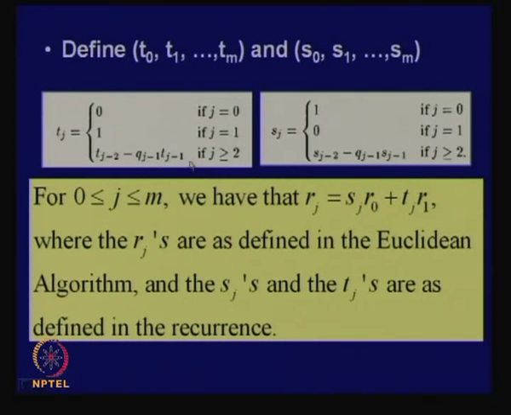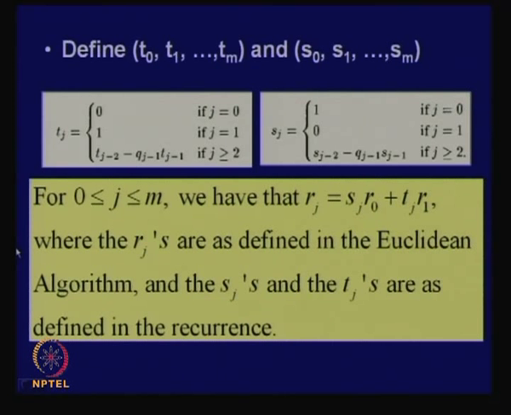But for the rest of the j values, that is when j is greater than or equal to 2, Tj is defined like this and Sj is also defined like this. Tj is Tj minus 2 minus Qj minus 1 into Tj minus 1, where Qj minus 1 is the same as that we got in the Euclidean algorithm, and Sj is Sj minus 2 minus Qj minus 1 into Sj minus 1. What we can actually prove is that Rj, the remainder at the jth stage, can be expressed as a linear combination of R0 and R1 with coefficients Sj and Tj. The Rj's are as defined in the Euclidean algorithm and the Sj's and Tj's are as defined in the above recurrence.